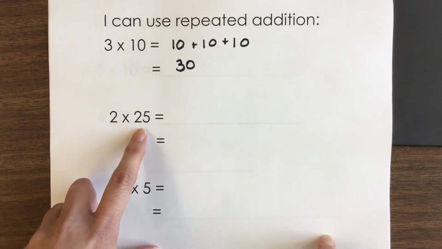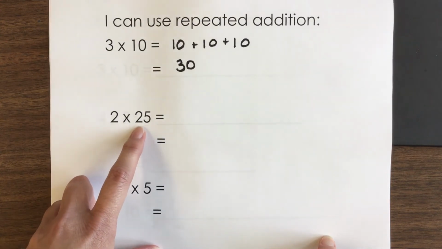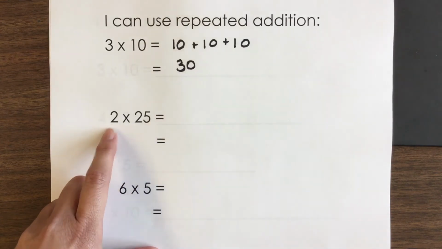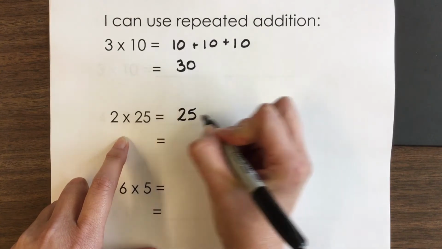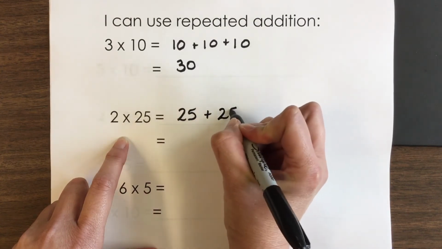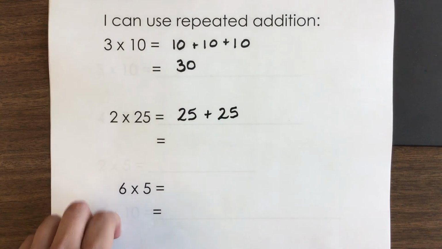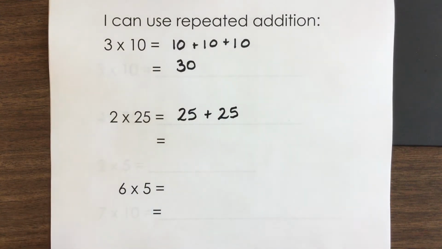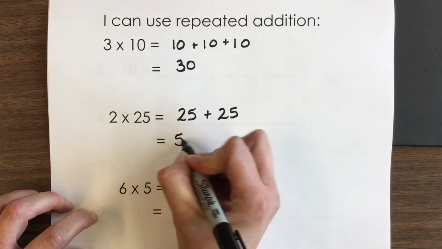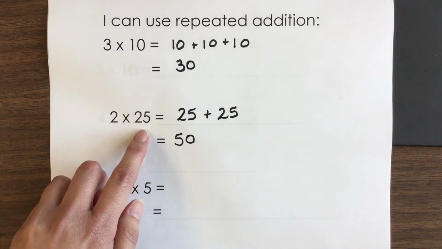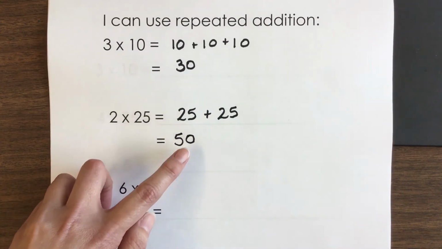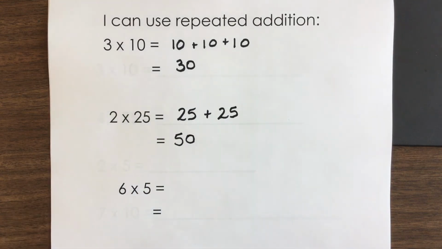How about 2 times 25? 25 can be for quarters, so if you're counting quarters, I have 2 groups of 25. 25 plus 25. Who knows what 25 plus 25 is? Did you say 50? Because you're exactly right. So if I had, for example, 2 quarters, I would have 50 cents. See how that's working now? Are you making the connection?